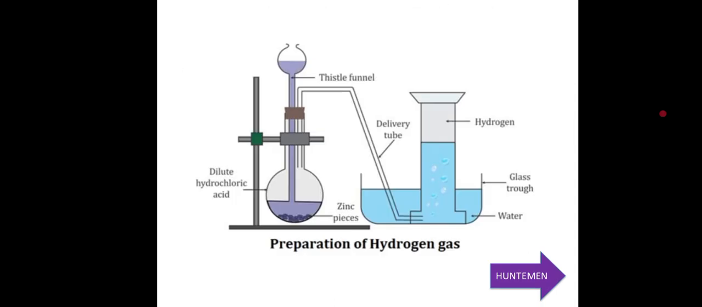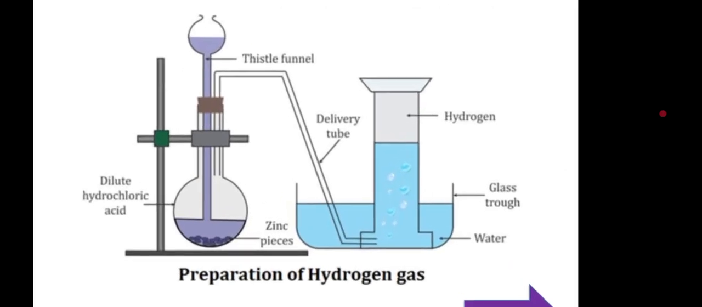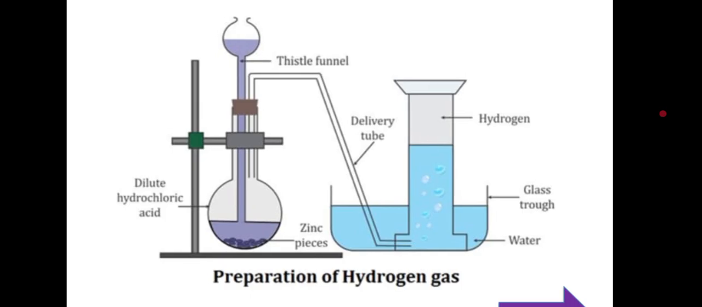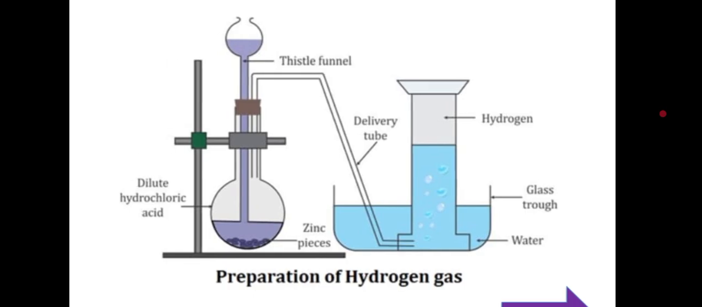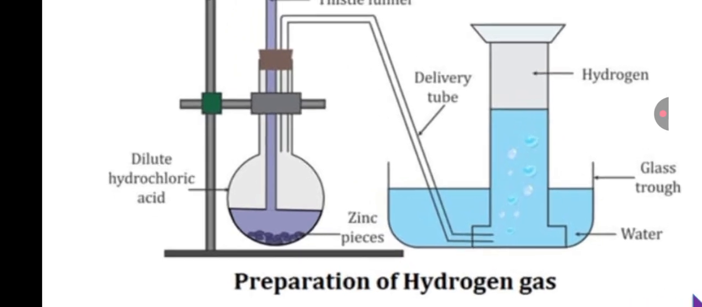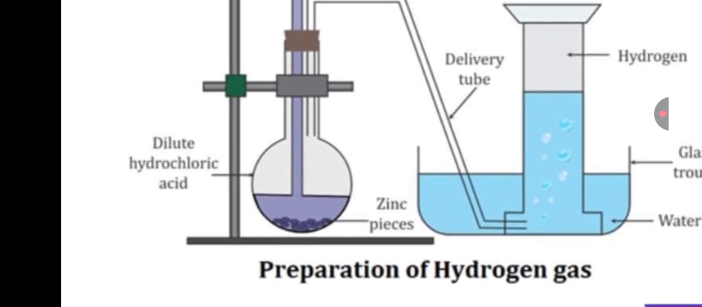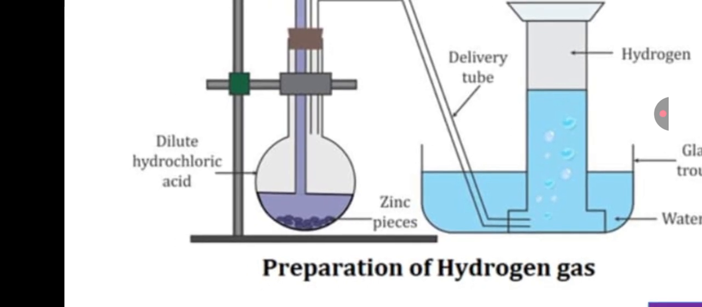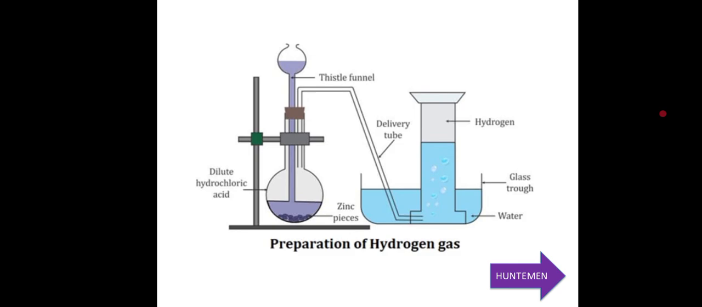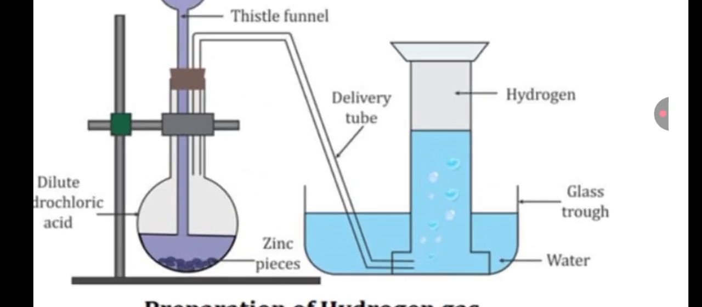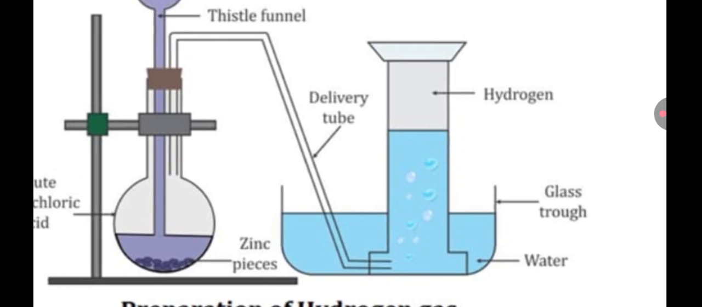Let's check this out. Look at it vividly. You will observe that in the tissue funnel was what is called dilute acid. Then there are zinc pieces inside the flask. In that way, the gas will be generated through the delivery tube, and here the gas is collected over water.